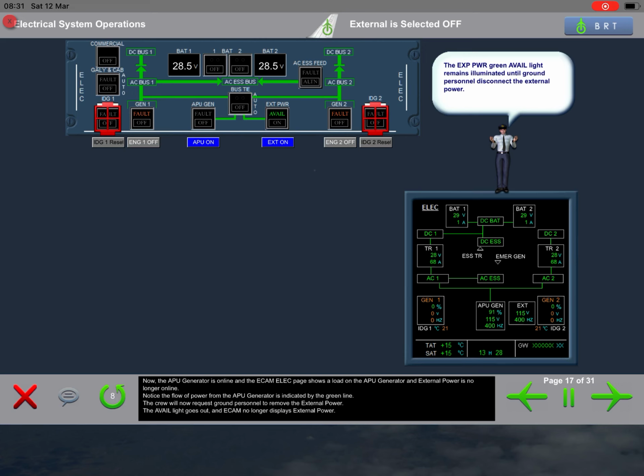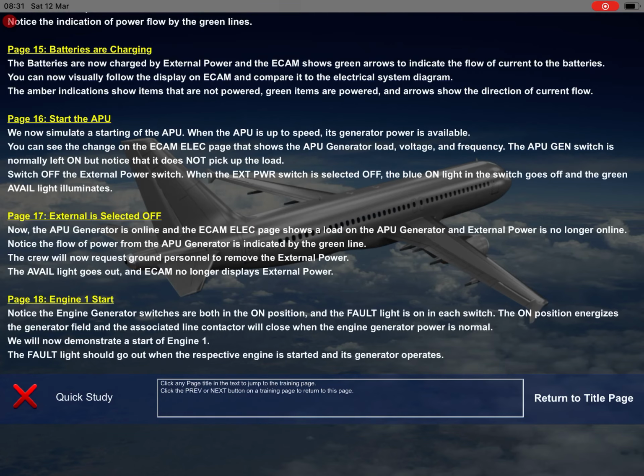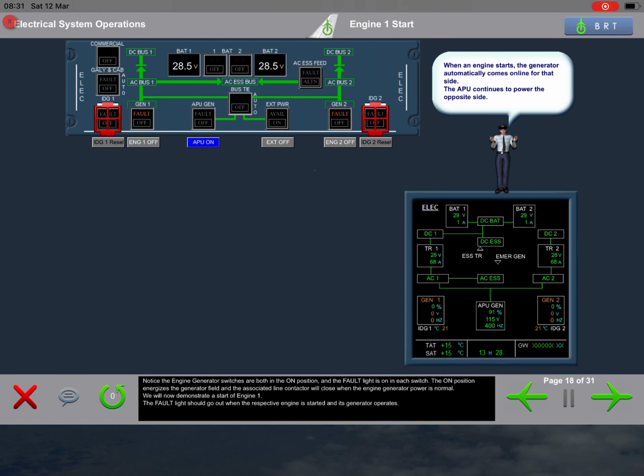The crew will now request ground personnel to remove the external power. The available light goes out, and ECAM no longer displays external power. Notice the engine generator switches are both in the on position, and the fault light is on in each switch. The on position energizes the generator field, and the associated line contactor will close when the engine generator power is normal. We'll now demonstrate a start of engine 1.